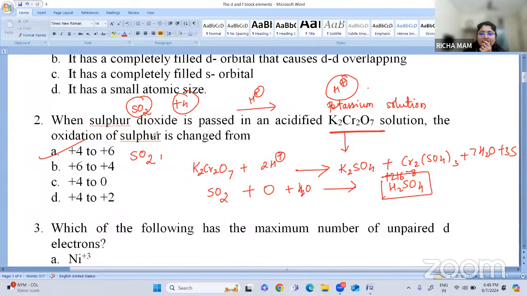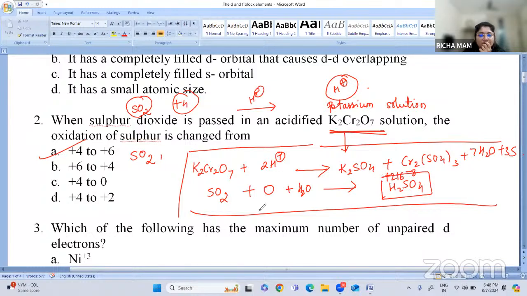So what is K2Cr2O7 doing? It is acting as an oxidizing agent. It is oxidizing others and itself undergoes reduction. So this is a reaction when K2Cr2O7 in the presence of H+ ions reacts with sulfur dioxide. This sulfur undergoes oxidation and forms H2SO4, from +4 to +6.